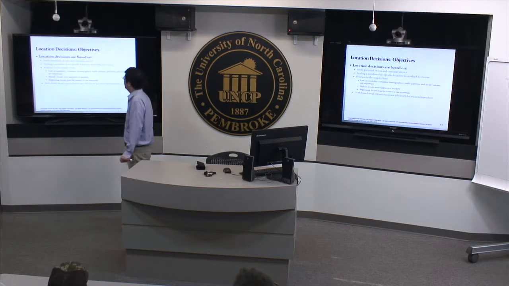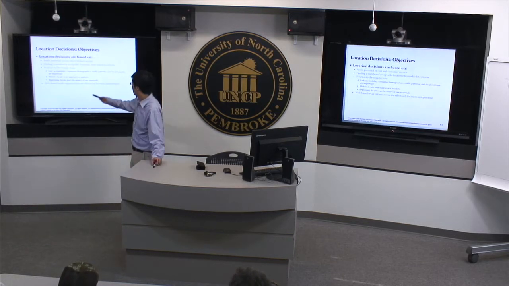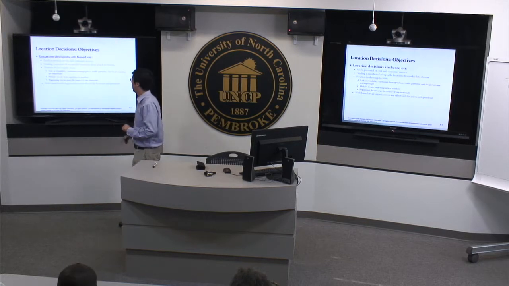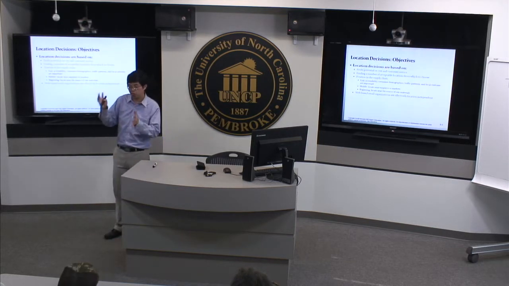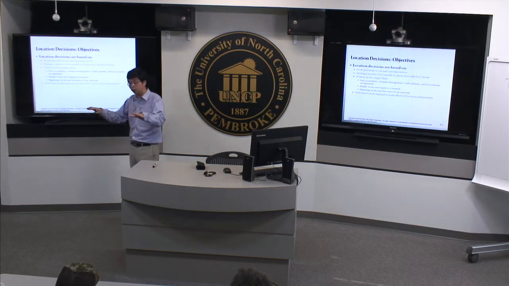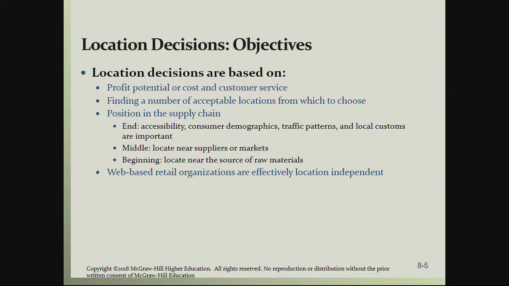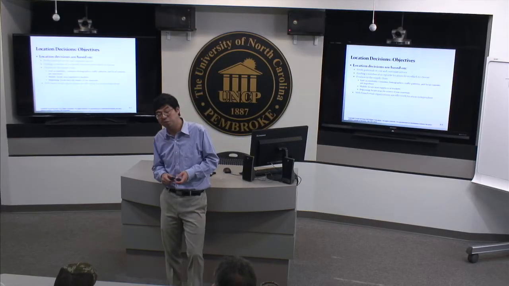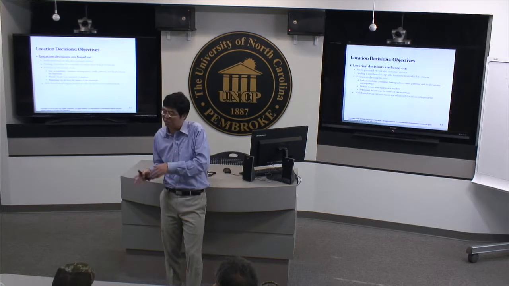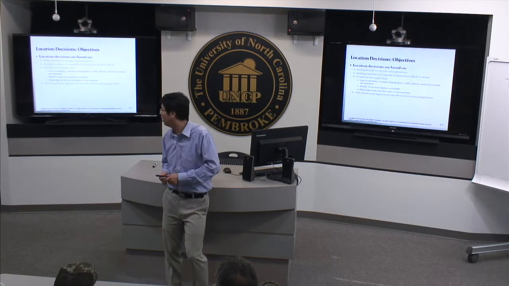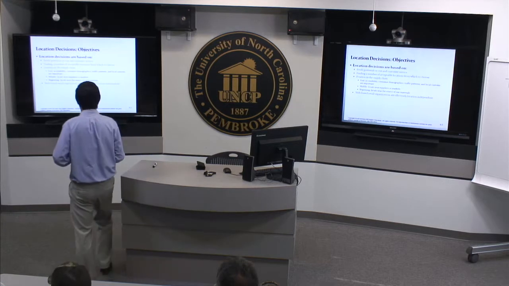The objective, okay? So two factors again. First is the profits, of course. Second is customer service. Usually they contradict each other, but we want to have a good balance between the cost and the customer service. And next, we want to find a number of acceptable locations from which to choose. If you tell me you only have one choice, I would think it's very rare. Usually you have multiple choices for location, right? If you only have one choice, probably you just narrow your mind to only look at this one choice, right? So you should have different choices.